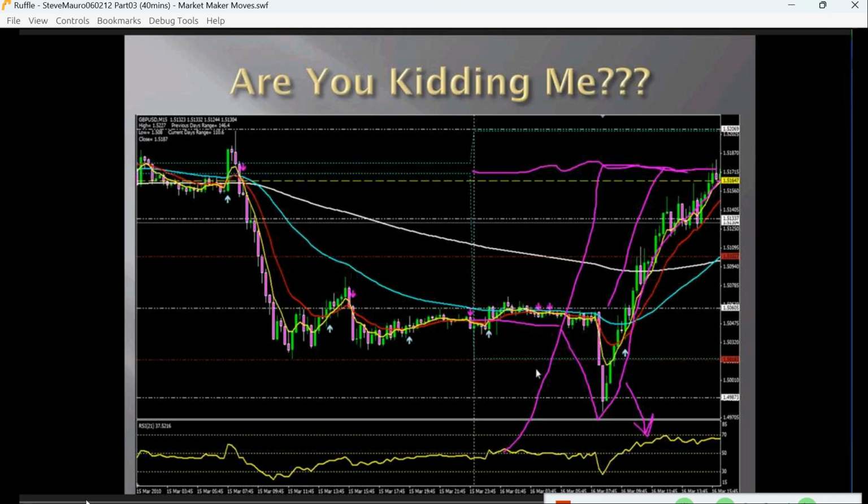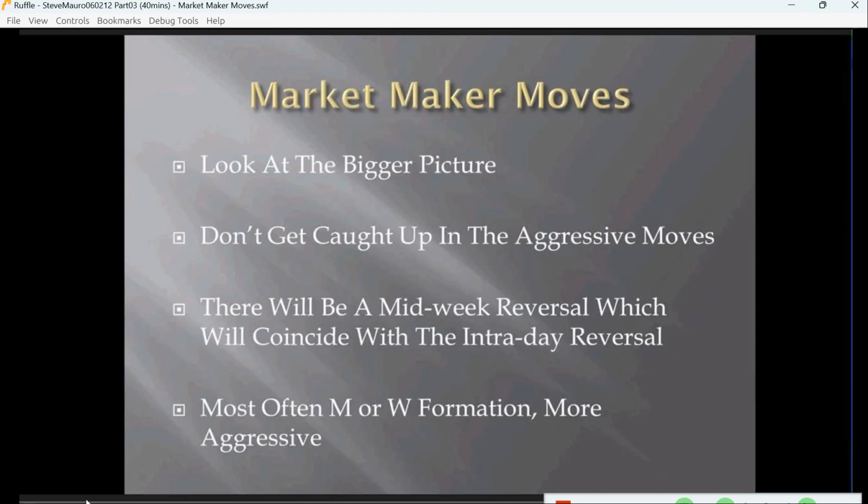All right, so what I'm asking you to do is to look at the bigger picture. Don't get caught up in the aggressive move. Don't be looking at such a small segment of your screen that when the dealer's chopping around and hitting the high or hitting the low and coming off that level, you're all like, oh my God, I'm winning, I'm losing, I don't know what's going on. Is it up? Is it down? Step back and look at the bigger picture. The aggressive moves are usually part of the stop hunt, M and W formation or high formation where he's working the area or the low formation.